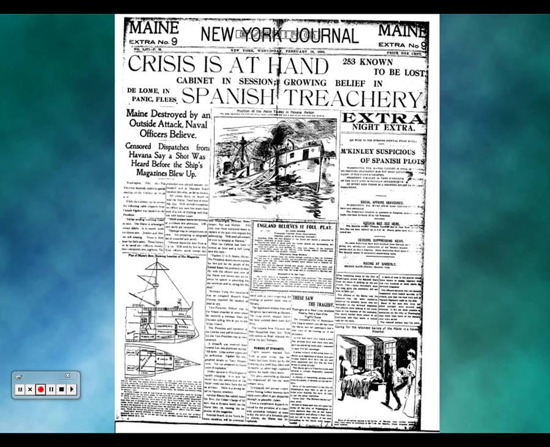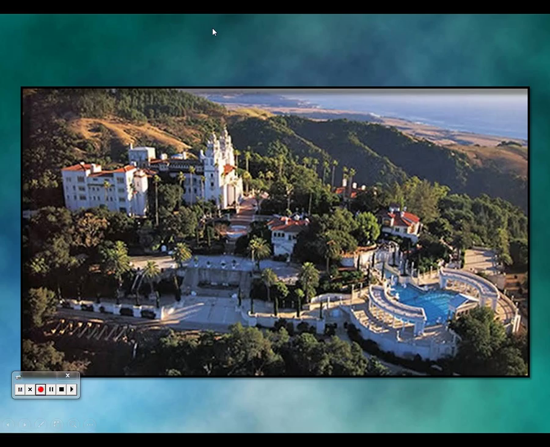On a side note, Hearst becomes one of the richest people in the world, has this huge castle out in the middle of California. He calls it a castle. You can go visit. So he gets really, really rich from the newspapers that he sells.